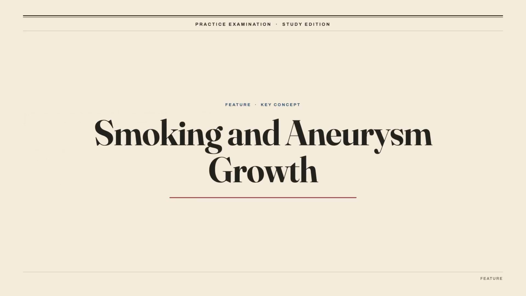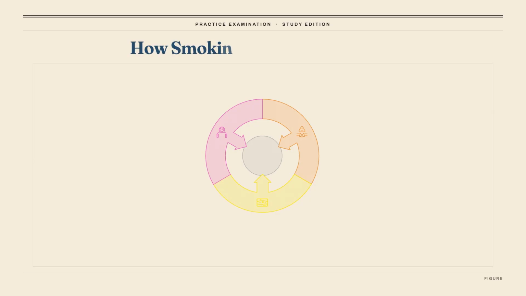For most diseases, risk factors carry roughly equal weight. Abdominal aortic aneurysm breaks that pattern. Smoking towers above every other modifiable risk factor, more strongly than it links to almost any other cardiovascular disease.